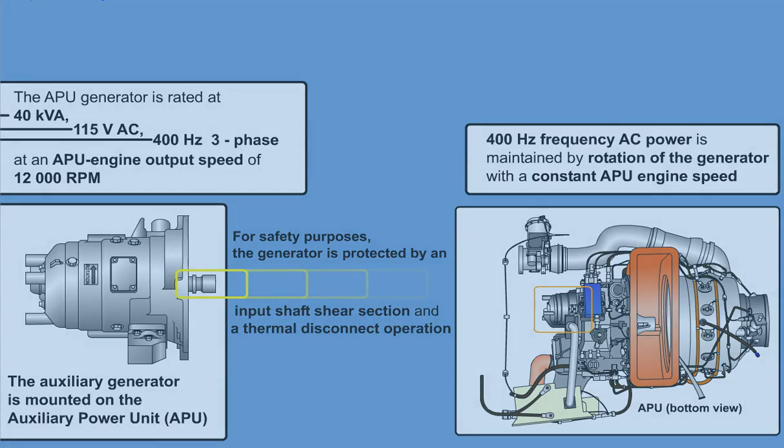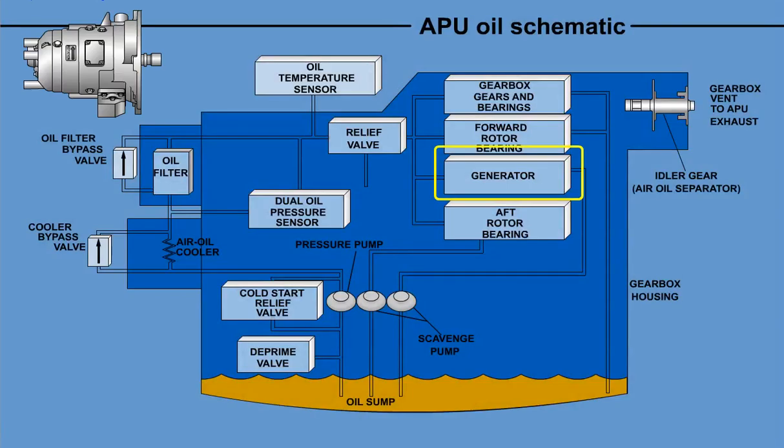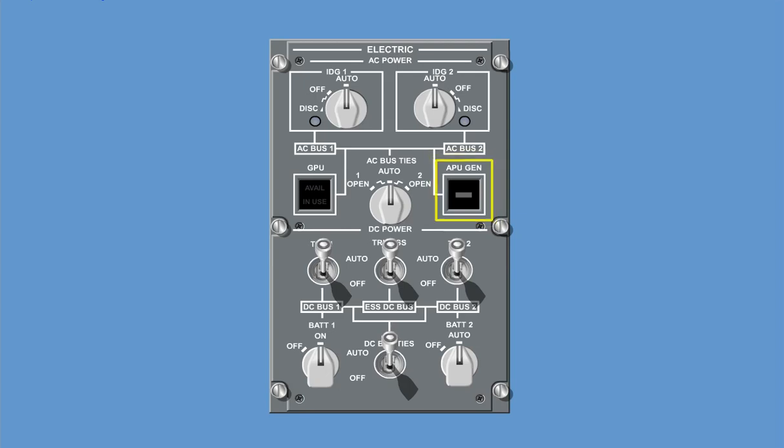The auxiliary generator lubrication system is integrated within the APU oil system. The APU generator control button is located on the electric control panel in the cockpit and must be in the latched position during normal automatic operation.